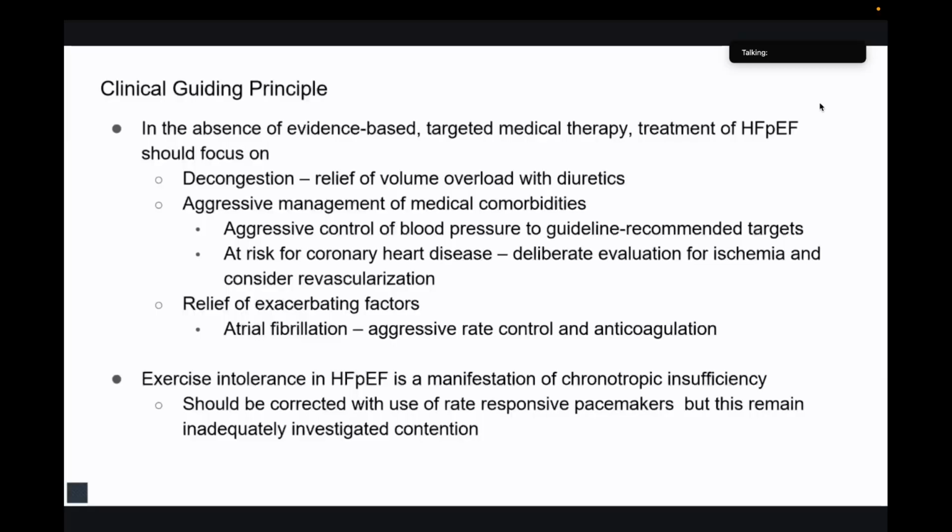Exercise intolerance in HFpEF is a manifestation of chronotropic insufficiency. Should it be corrected with the use of rate-responsive pacemakers? This remains inadequately investigated. Hence, we do not actually do this for HFpEF patients, putting in a pacemaker.